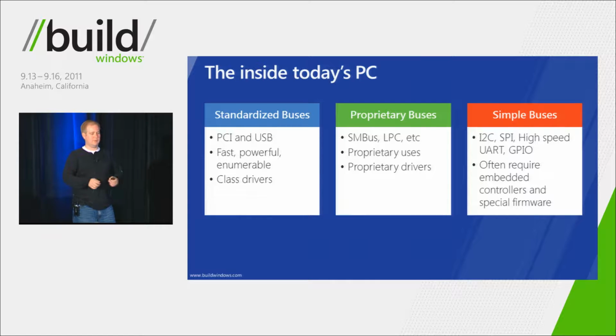It's kind of invisible. And then this third category, which we've created and call simple buses. These exist inside your PC today, but they're often hidden behind a special controller or special firmware. And we're going to talk today about I2C, SPI, high-speed UART, and GPIO. This third category is where in Windows 8 we spent a lot of time trying to make the experience great for hardware developers, system builders, and end users.